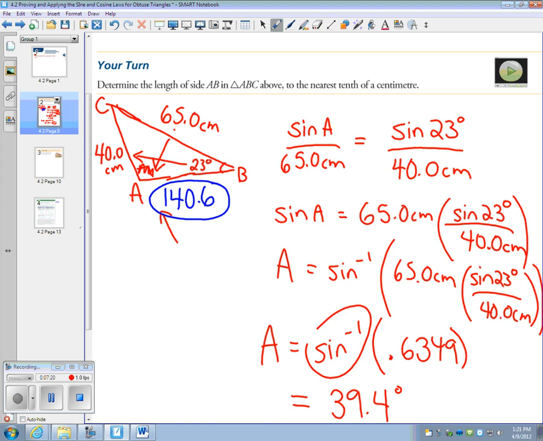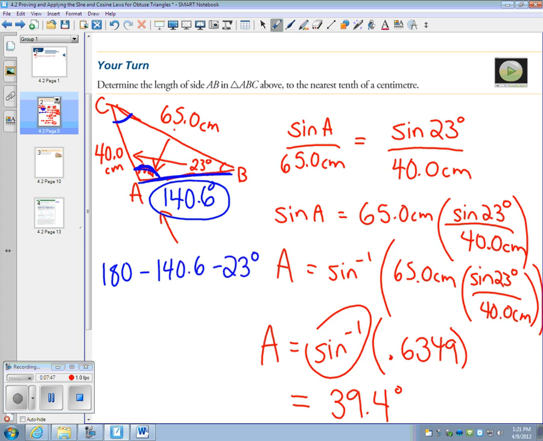Next part of this question says determine the side length AB. So this was our angle right here. Now we're trying to find this length right here. So I still want to use the sine law. I always need to know the angle opposite. Well, I can figure out this angle now because I know that the angles of a triangle add up to 180. So I can go 180 minus 140.6 minus 23.